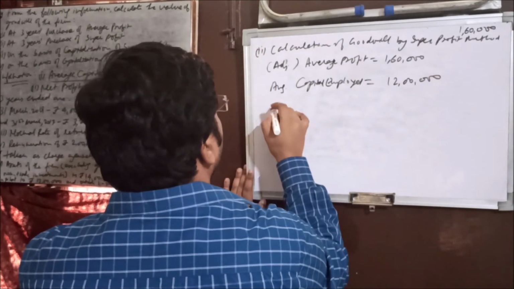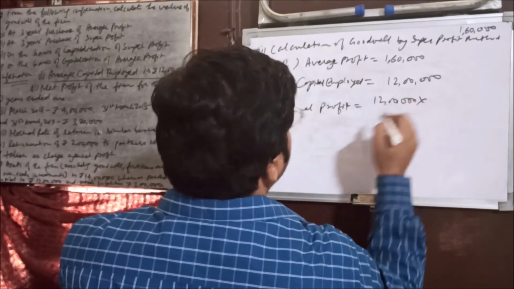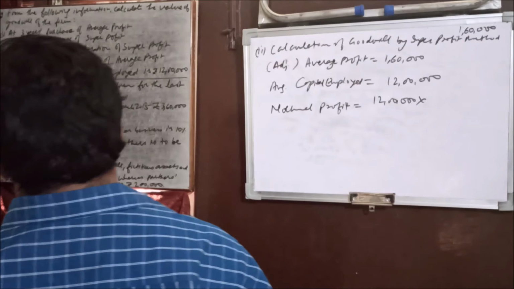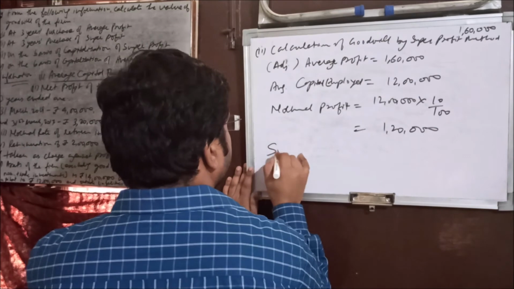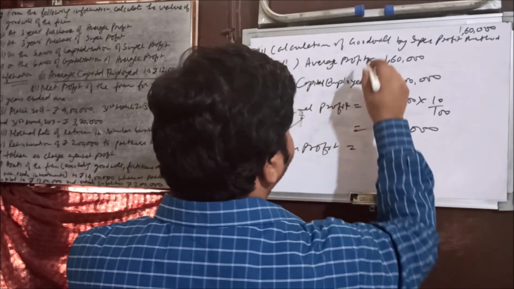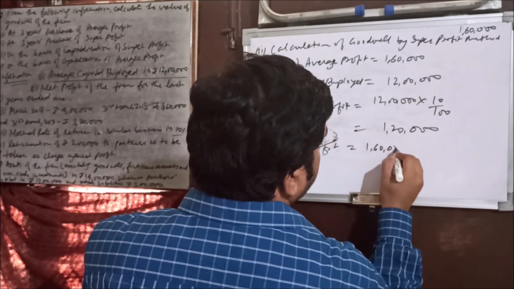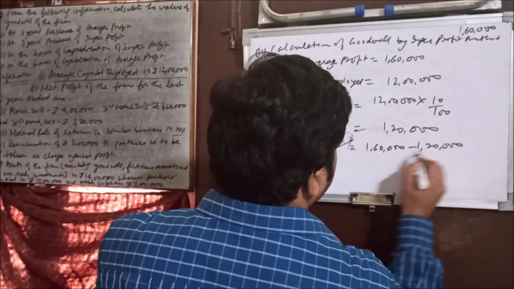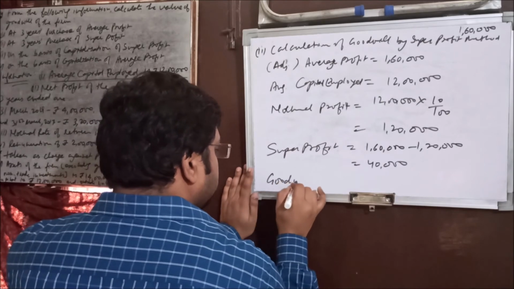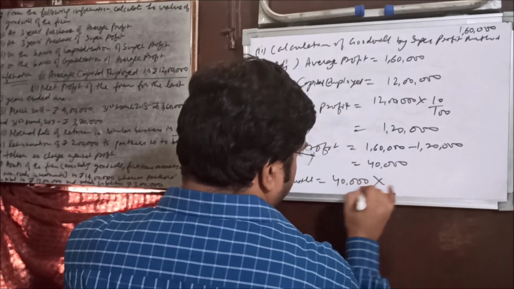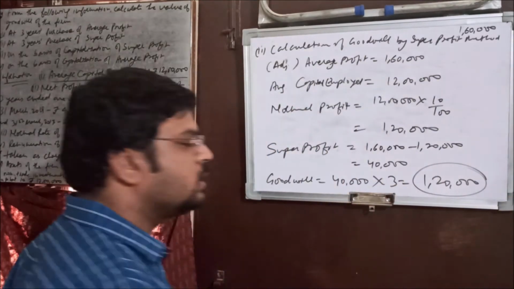Now we need to calculate normal profit. So the normal profit will be calculated on this 12 lakh, multiply normal rate of return. What is the normal rate of return given here? 10%. So that is 1,20,000. Now super profit is what? Actual average profit minus normal profit. So 1,60,000 minus 1,20,000, we got here 40,000. So 40,000 is the super profit, and what will be the goodwill in this case? Super profit multiply number of years purchase. How many? 1,20,000 is the value of goodwill under this method, right?